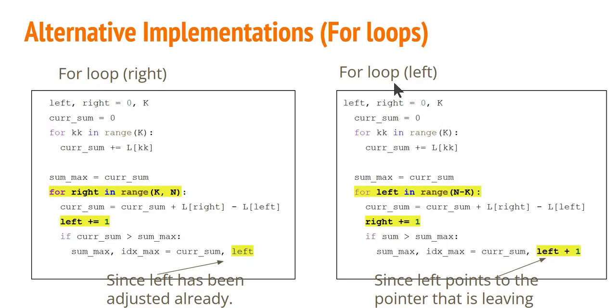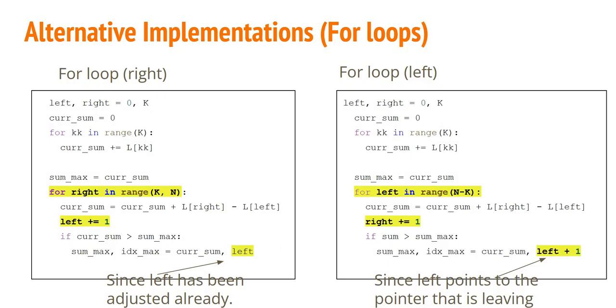Now, in the same way I can write this code on the left side. Here, notice my left goes from 0 to n minus k. Once again, this makes sense because the last subarray starts at n minus k. However, this left is telling you the pointer which is leaving the window, which means the pointer that was leaving the last window has to be at n minus k minus 1. Think about it, because the window still starts at n minus k, so the pointer that's leaving has to be at n minus k minus 1.